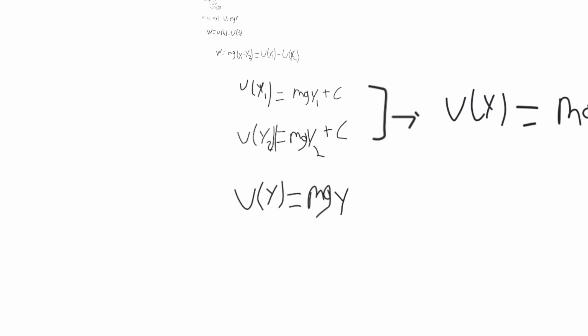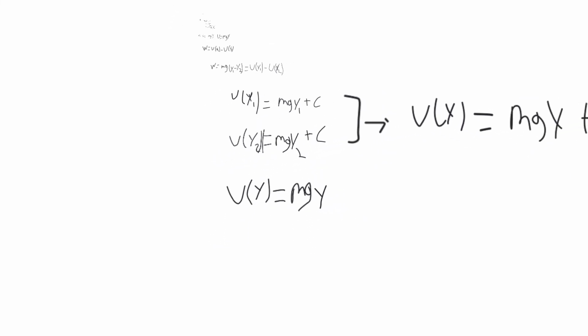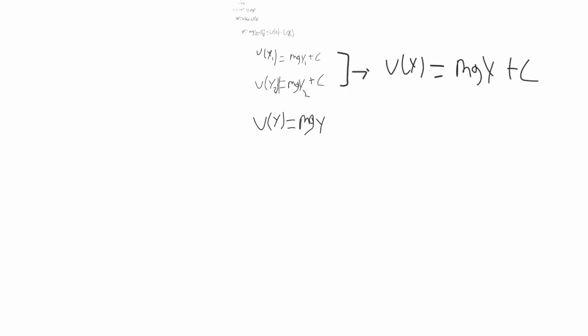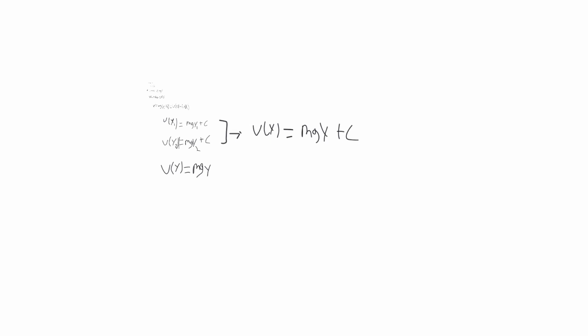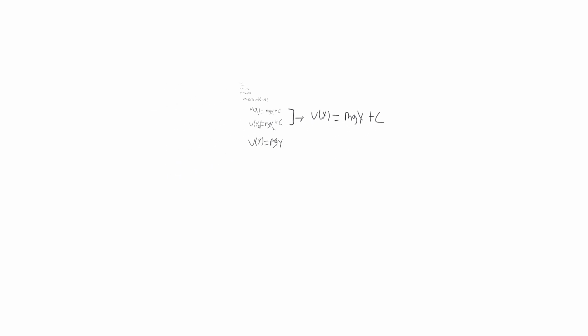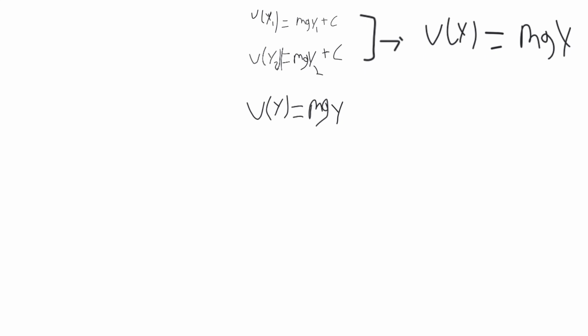And now this plus c. Usually the plus c is added as a constant, but in this case, when you subtract them, the c's cancel out anyway, so you don't have to include it in this situation. Most of the time it would look something like this, with the plus c, but in this case, since the c's cancel out, it's okay, and you end up with this U of y equals mg y. That's the potential energy associated with the force.